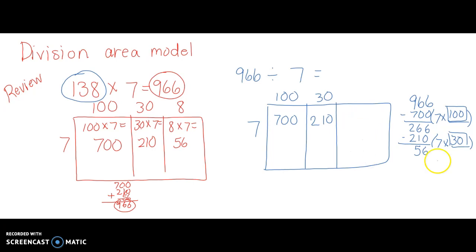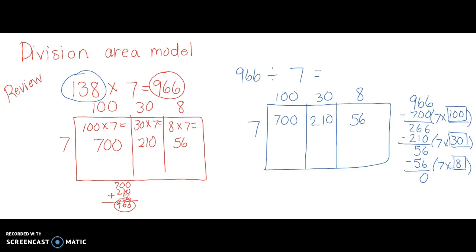So let's go ahead and think how many 7s are there in 56. Oh, I know that exactly. There are 8 7s in 56. 8 times 7 is 56. So let's put 8, our factor, up here in our area model. 7 times 8 we said is 56. And what's left over? Nothing.